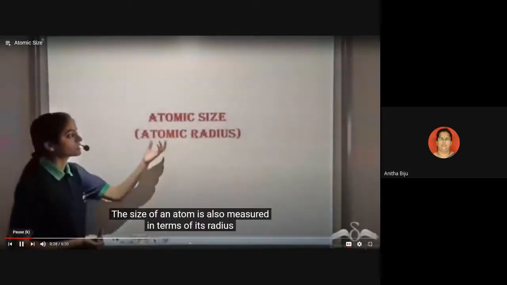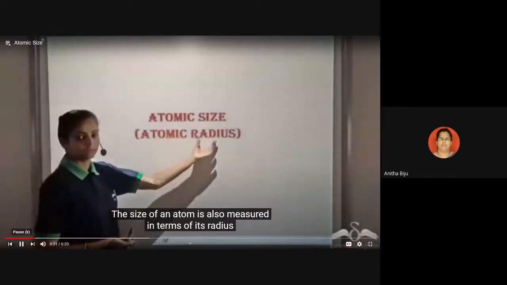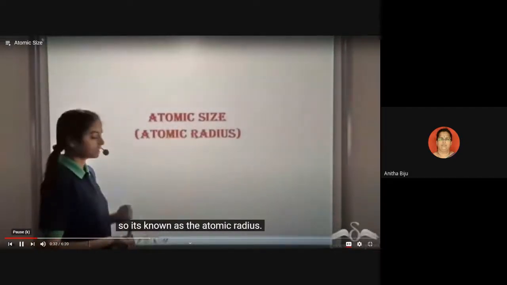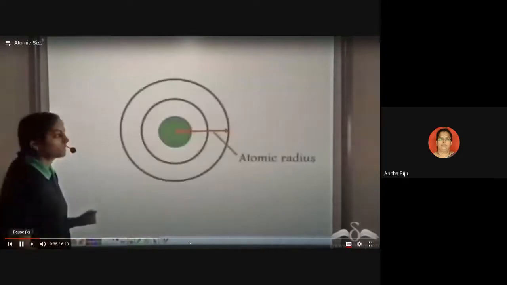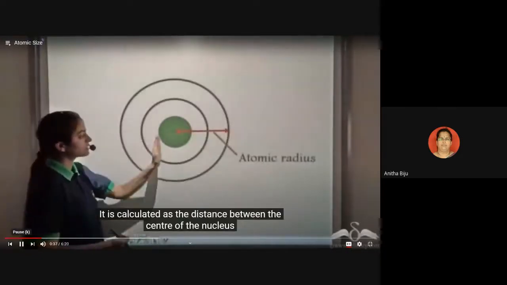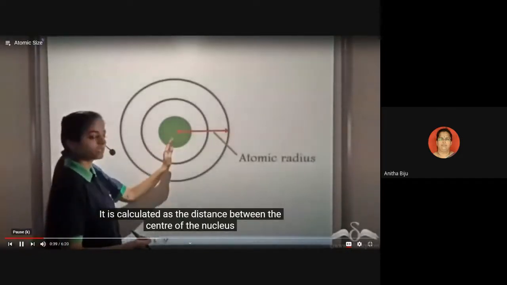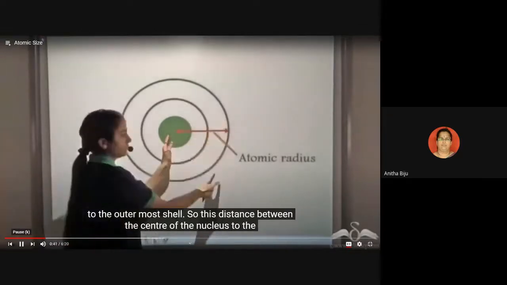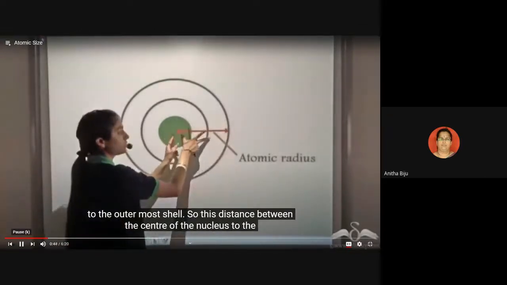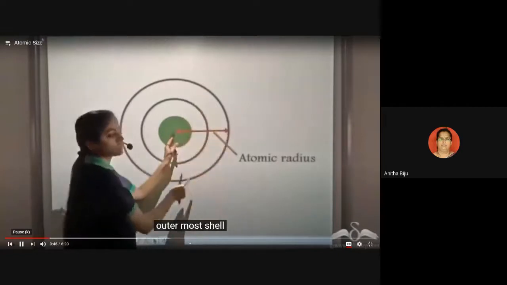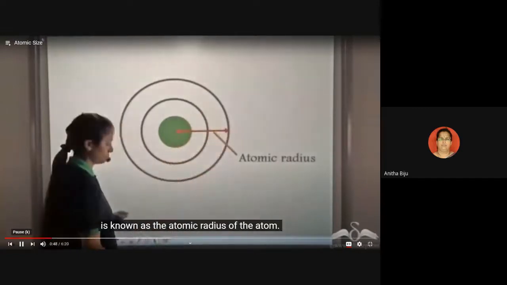The size of an atom is also measured in terms of its radius, so it's known as the atomic radius. It is calculated as the distance between the center of the nucleus to the outermost shell. So this distance between the center of the nucleus to the outermost shell is known as the atomic radius of the atom.